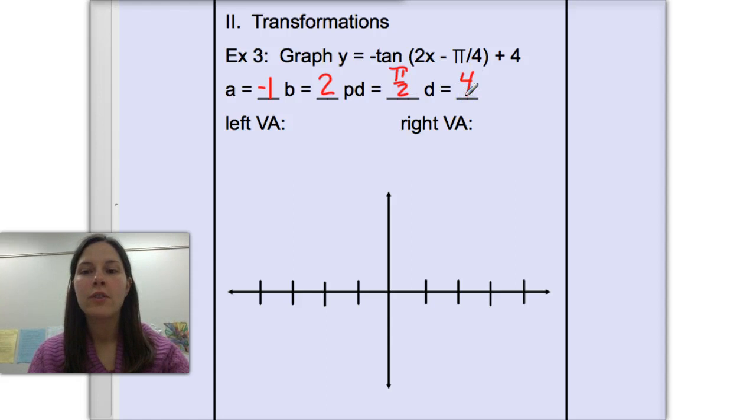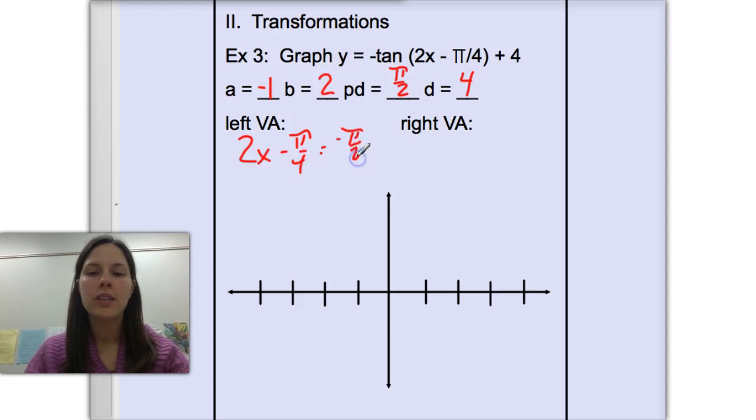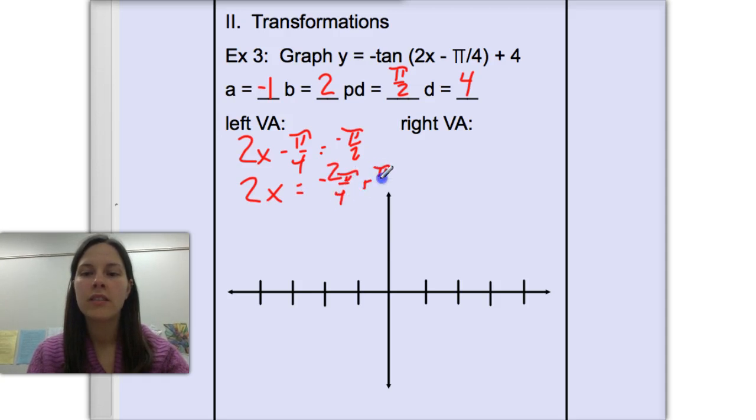So finding that left vertical asymptote, we set what's in the parentheses equal to negative pi over 2, and we solve for x. So adding that pi over 4, getting a common denominator, the negative pi over 2 becomes negative 2 pi over 4, plus pi over 4 gives us negative pi over 4. And dividing by 2, remember when you divide a fraction, it goes into the denominator. So that 4 times 2 in the denominator becomes pi over 8. So our left vertical asymptote will occur at negative pi over 8.